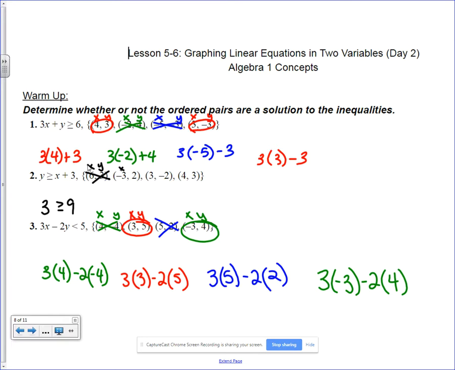What am I plugging in for my x? So what is negative 3 plus 3? 0. And what am I supposed to put in for my y? Is 2 greater than or equal to 0?